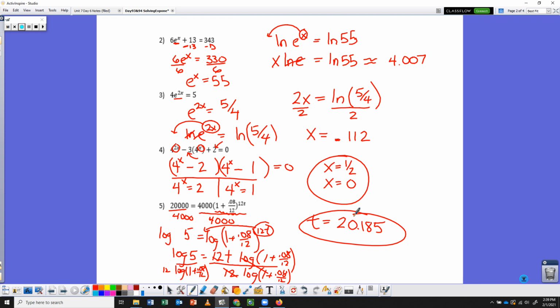So this is a way to solve for time in one of those exponential problems without having to make the graph. We're simply just solving by using logarithms.